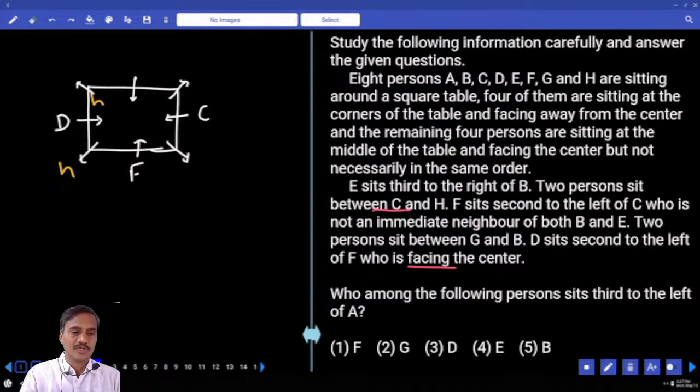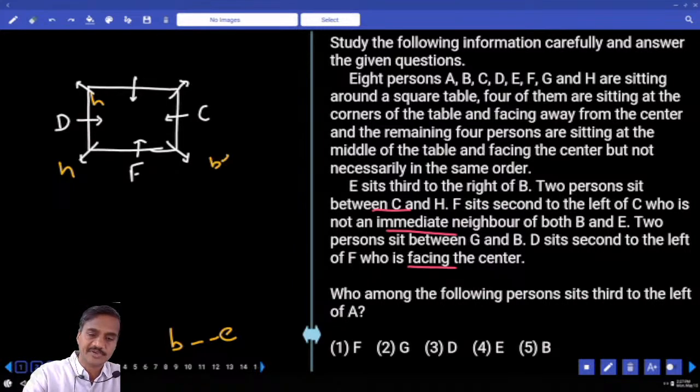Clear? Then in this one, if H is at this place, E sits third to the right of B. Now between B and E, this is the order we have. E is seated third to the right of B, and next one, C is not an immediate neighbor of B and E. Now C is not an immediate neighbor of B and E, so they cannot be in these 2 places. As B and E were not here, then what are the different possibilities for this B and E? Can you have B at this place? Now B is here, then 1, 2, E will be here, isn't it?